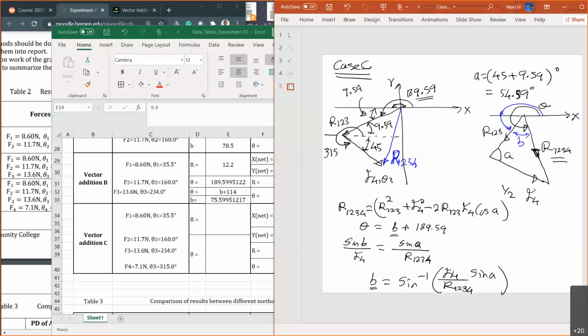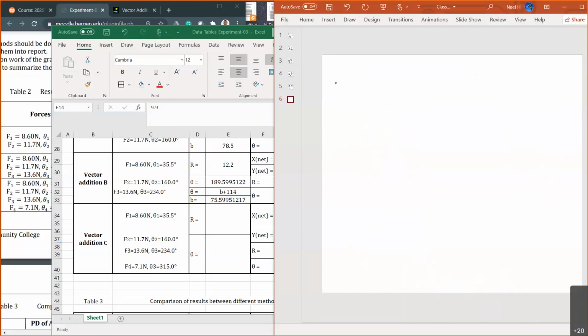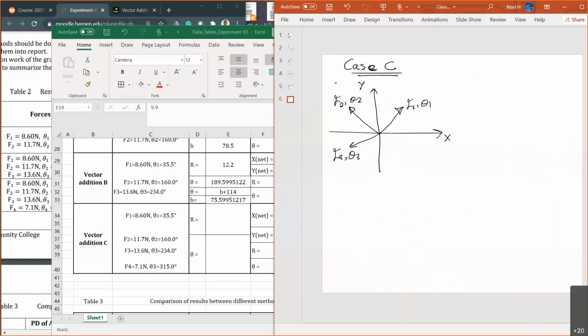Okay, let's take a very brief look at the cosine and the component method also for the last case, case C. Then I can add the slide whenever you need, you can refer to them, case C, but the component method, right? So now you have 4 vectors. So let's draw all 4 vectors, x, y, vector 1, F1, theta 1, vector 2, F2, theta 2, vector 3, F3, theta 3, vector 4, F4, theta 4.